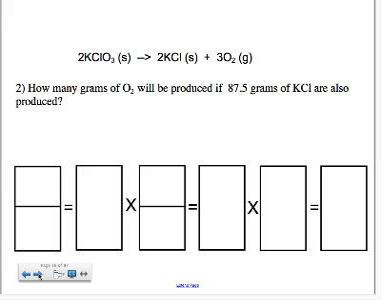Okay, same equation for number 2. How many grams of O2 will be produced if 87.5 grams of potassium chloride are also produced? So we're looking at two products this time instead of a reactant and a product. But the process is exactly the same. First, what's my known? I'm given 87.5 grams of potassium chloride, so I'm going to put KCl for potassium chloride in the 3 boxes for the known. And I'm going to put 87.5 grams in the top left box because that's what I was given.